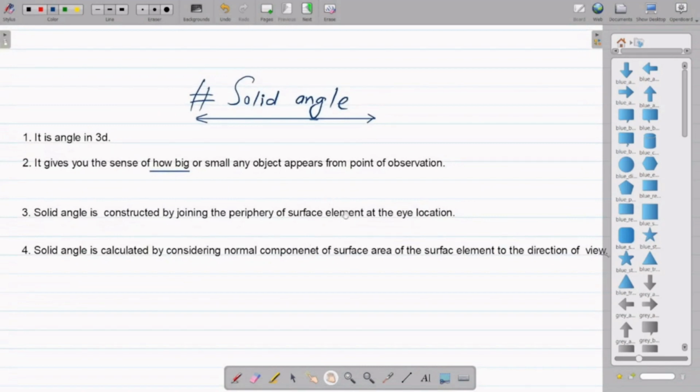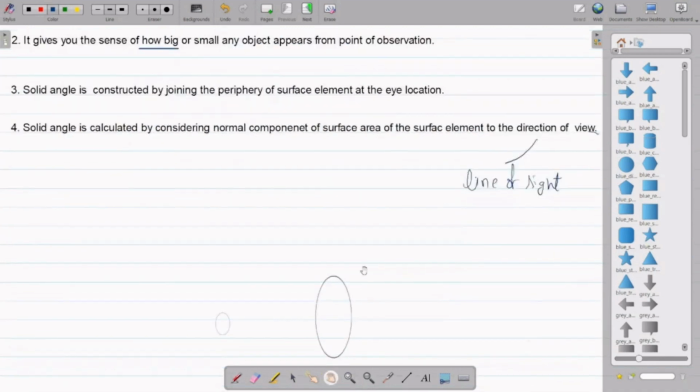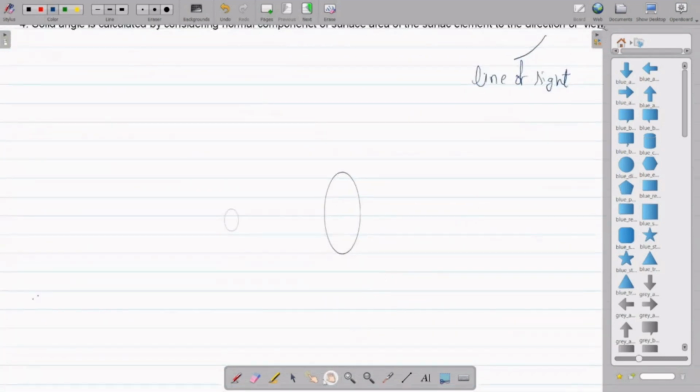So basically the solid angle is an angle in 3 dimensions, and it gives you the sense of how big or small any object appears from the point of observation. And the solid angle is constructed by joining the periphery of the surface element at the eye location, and it is calculated by considering the normal component of the surface area of the surface element to the direction of view. So what is this direction of view? Basically this is the line of sight, right?